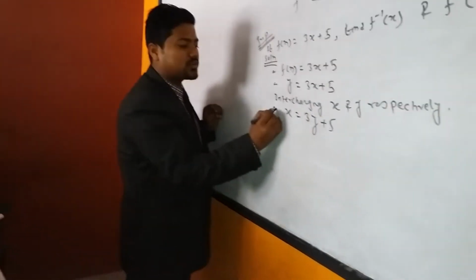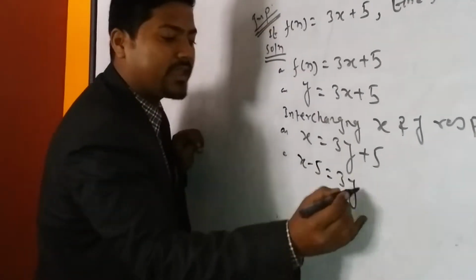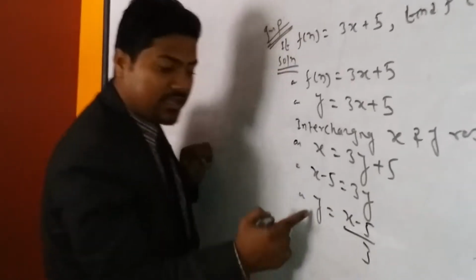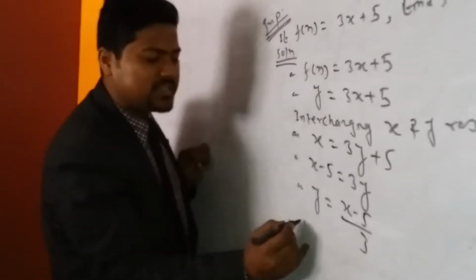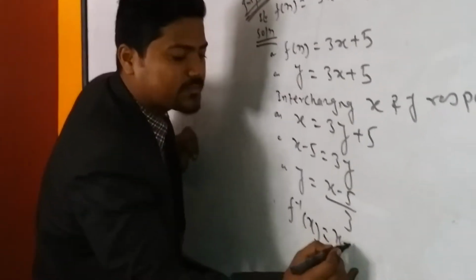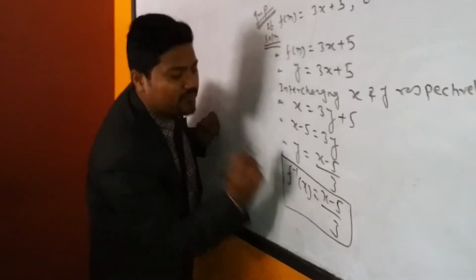So how to find y is equal to? This plus 5 goes to the other side as minus 5. Directly, y is equal to x minus 5 divided by 3. This y means the inverse function. f inverse x is equal to x minus 5 by 3. In this way we can find the inverse, and it is very important.